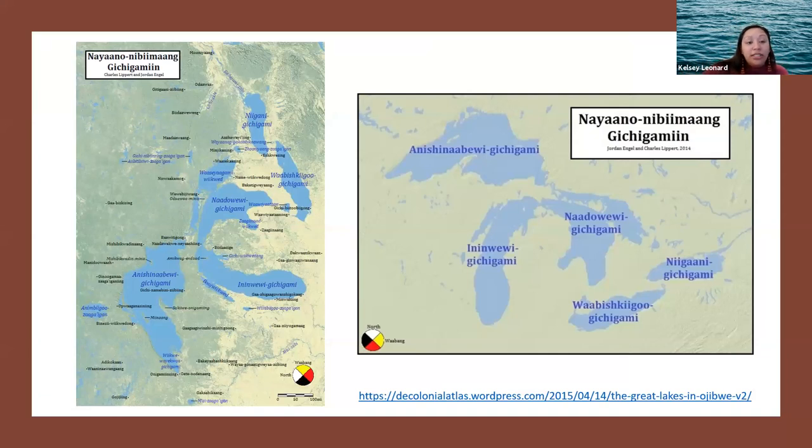I love the work of Decolonial Atlas. If you are looking to see more diverse maps, maps from the underdogs of the underdogs of the world, Decolonial Atlas is a really great resource to explore. They actually worked with Anishinaabe scholars to create this version of the Great Lakes with all of the lakes named in Anishinaabemowin, which is the language of the Anishinaabe peoples, or Three Fires peoples, of Ojibwe, Odawa, and Potawatomi.